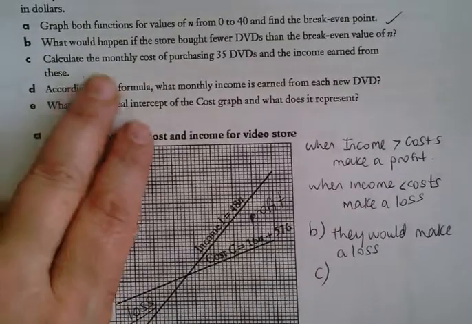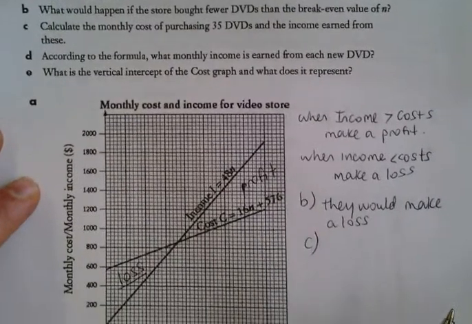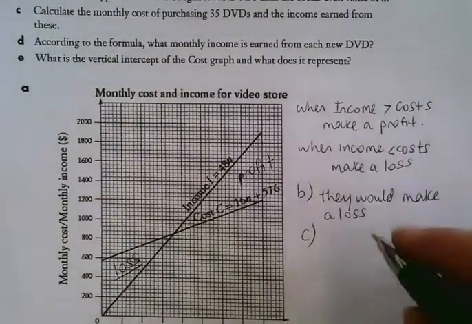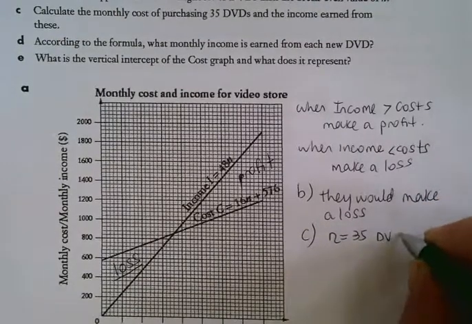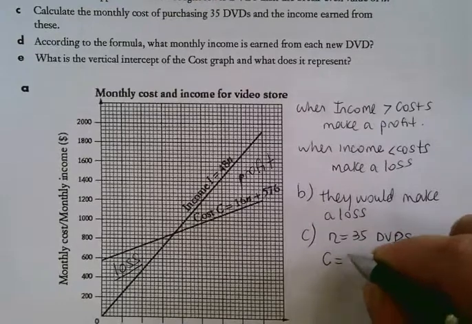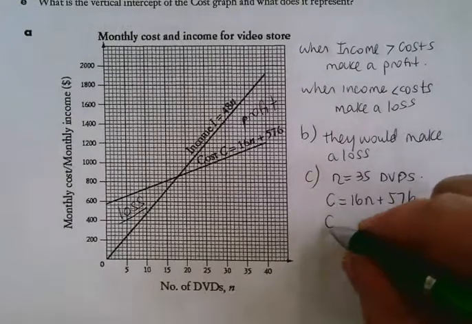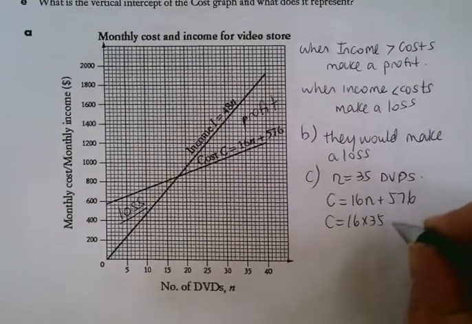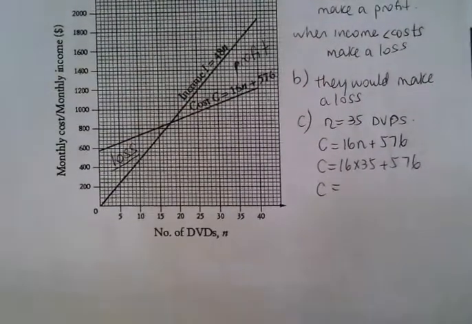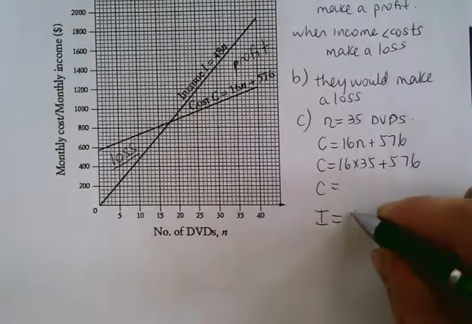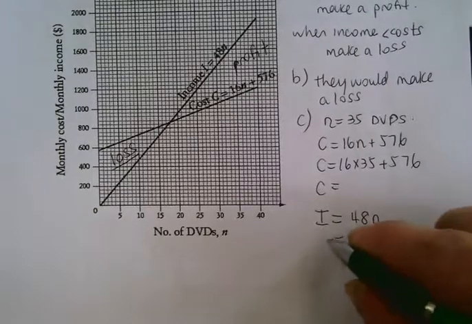Question C, calculate the monthly costs of purchasing 35 DVDs and the income earned from these. So you will use the formula. If N is 35 DVDs, the cost is 16N plus 576. I need someone to give me the answer. 16 times 35 plus 576. And you can work out the income as well. The formula for that is 48N. So it's 48 times 35.